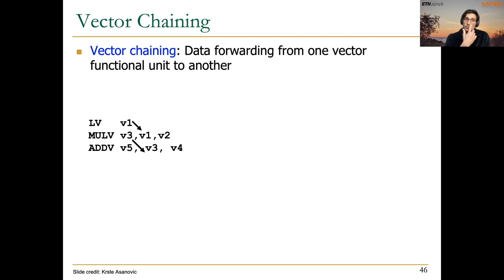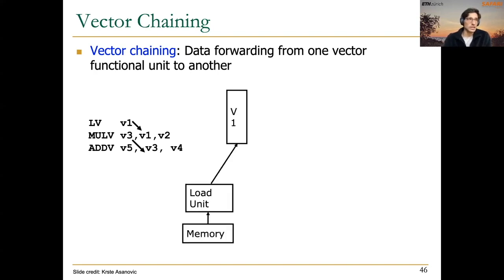And here is where we start using vector chaining. That essentially means data forwarding from one functional unit to another functional unit, something like this. You access memory using the load unit and write some data in the vector register. Remember that this is a pipelined access to the multi-bank memory.